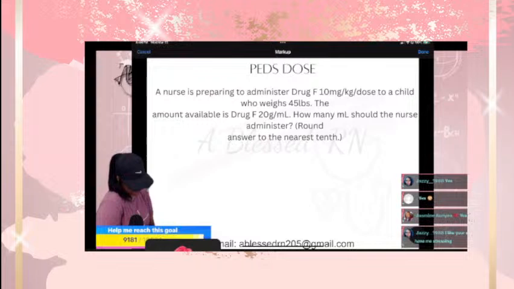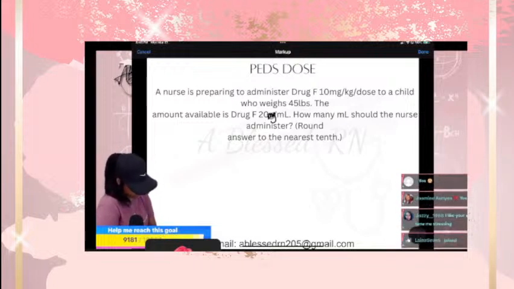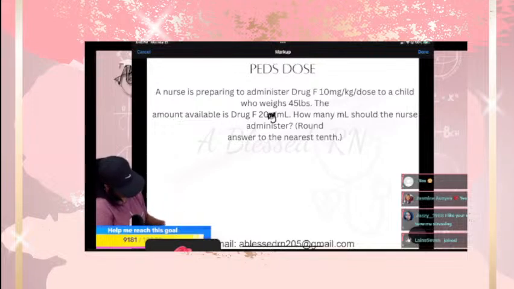All right. A nurse is preparing to administer drug F, 10 milligrams per kilogram per dose, to a child who weighs 45 pounds. Amount available is drug F 20, I'm sorry, it's supposed to be milligrams. That's not 20 grams. It's milligrams. How many mL should the nurse administer? We're going to round to the nearest tenth, okay? Because if that was 20 grams per mL, that would be a microscopic amount. So how many milliliters should the nurse administer?